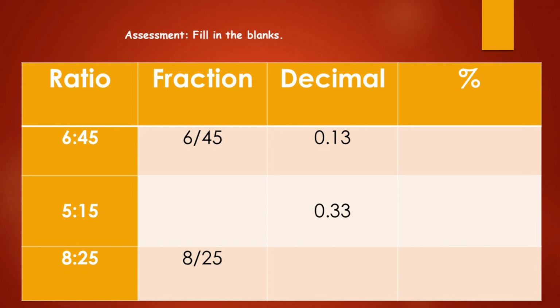Alright, let us check your answers. Number 1, that is 13%. Number 2, the fraction is 5/15, or if we reduce that to lowest terms, that is 1/3, and the percent is 33%. Then number 4, that is 32 hundredths, and in percent, that is 32%. If you got it right, good job!